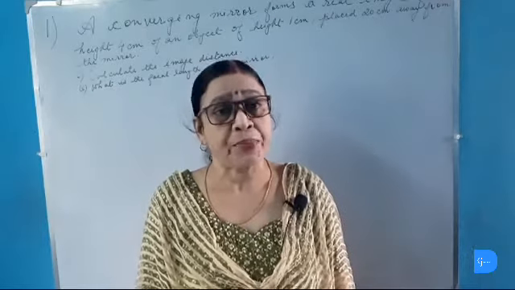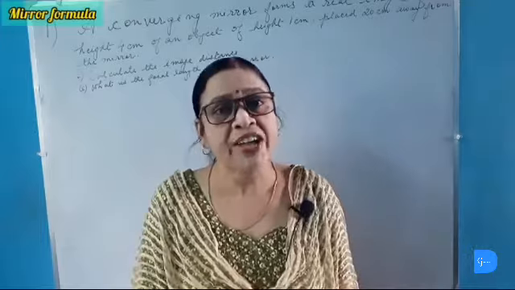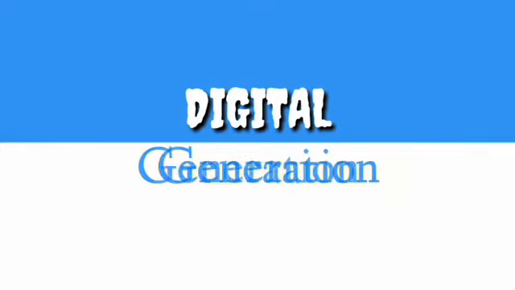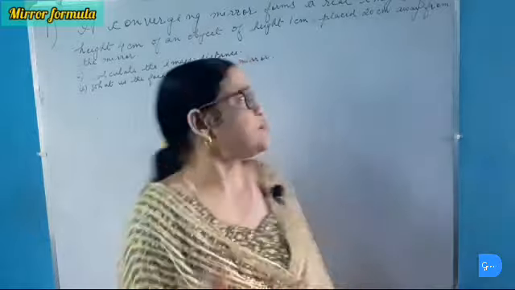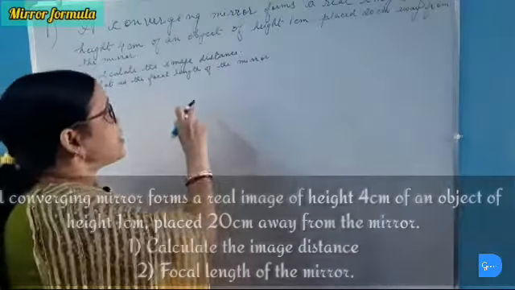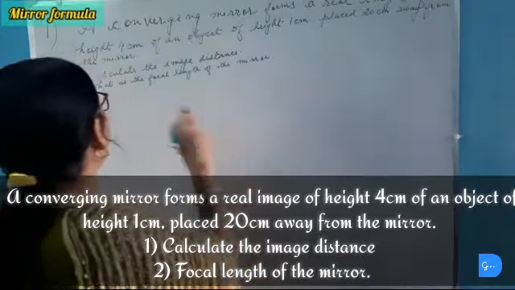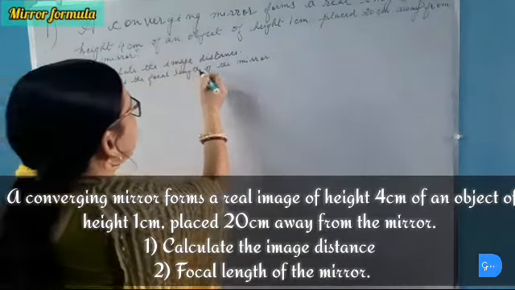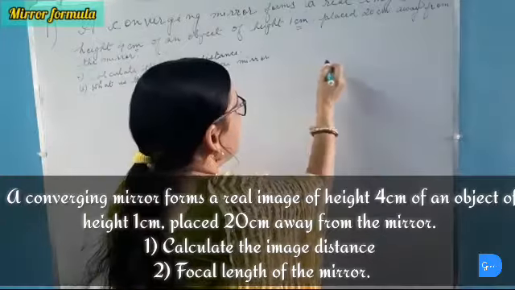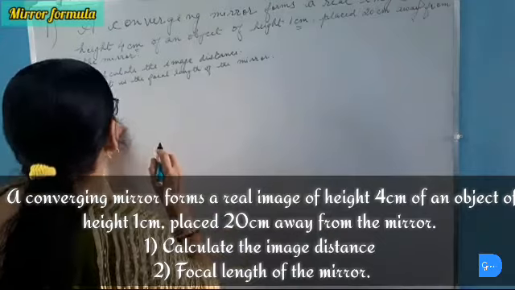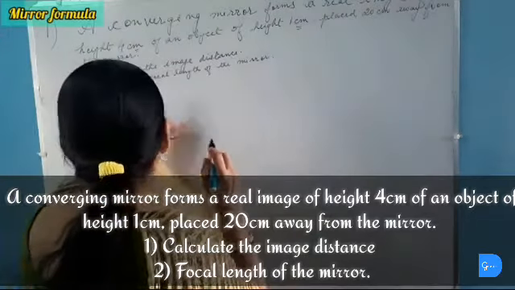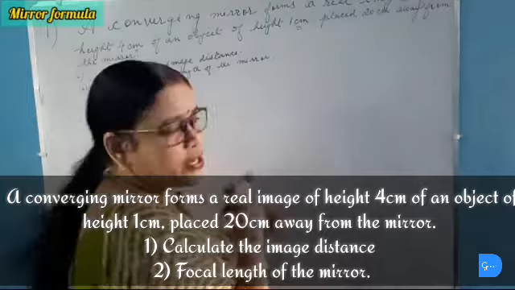Here is an important question based on the mirror formula from reflection of light from a spherical mirror. The question is: a converging mirror forms a real image of height 4 cm of an object of height 1 cm placed 20 cm away from the mirror. Calculate the image distance, and second, what is the focal length of the mirror.